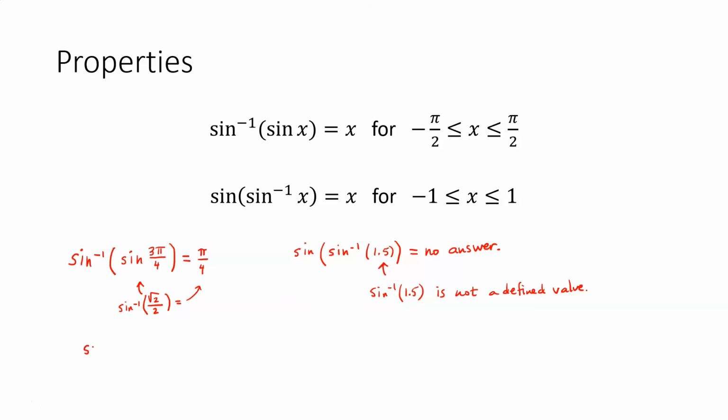On the other hand, suppose I have sine inverse of sine of pi over 3. Well, pi over 3 is in the range from negative pi over 2 to positive pi over 2, so this is just going to be pi over 3. Or if I have sine of sine inverse of 3/4, this would have to be 3/4, because that's in the range from -1 to 1.